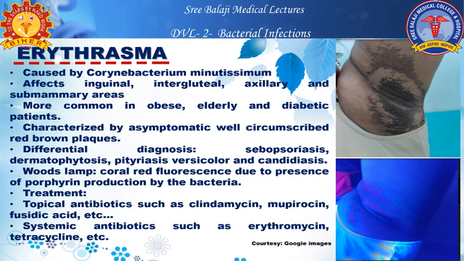The differential diagnosis is seborrheic or flexural psoriasis, then dermatophytosis, pityriasis versicolor, especially the chromic type of pityriasis versicolor, and candidiasis. In the case of erythrasma, axillary vault involvement is a common and constant finding. That is the only point that can differentiate it from the other skin disorders which I mentioned as the differential diagnosis.